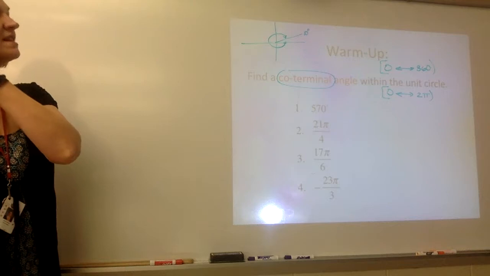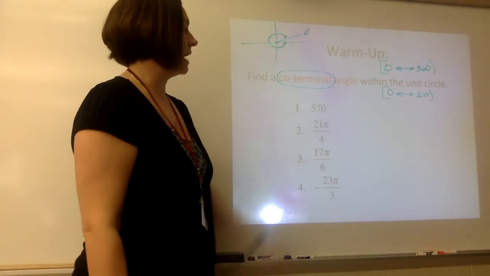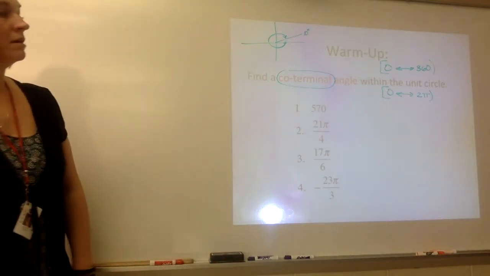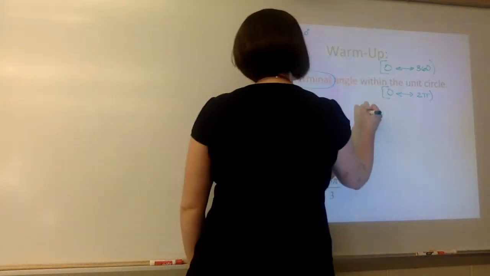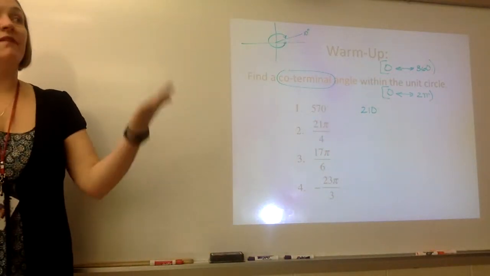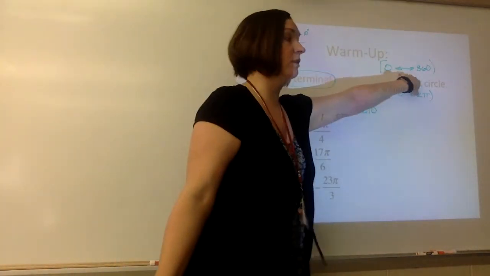So what do you think? 570, where does it end? That's the same as a unit circle degree value. I gave you degrees, you give me degrees. 210, how'd you get it? Subtract 360. So I've taken a very large number, reduced it back until it was within this interval.